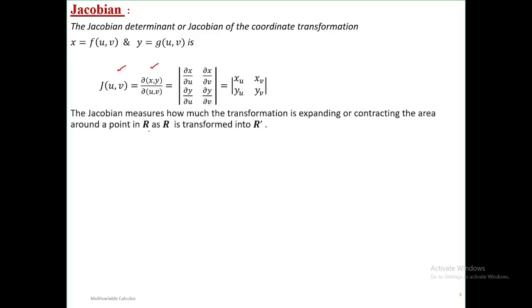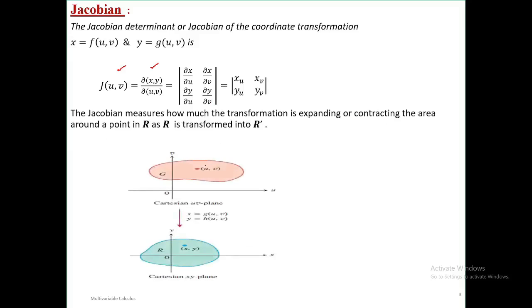The Jacobian measures how much the transformation is expanding or contracting the area around a point in R as R is transformed into R dash. Let's say this is R and this is R dash. This is the old coordinate system and this is the new coordinate system. In the old coordinate system this is a region, and in the new coordinate system this is a region.